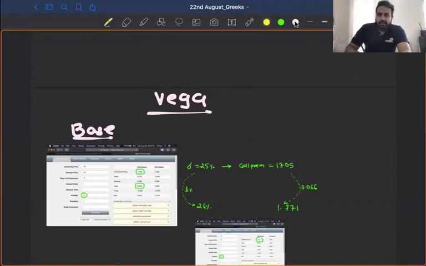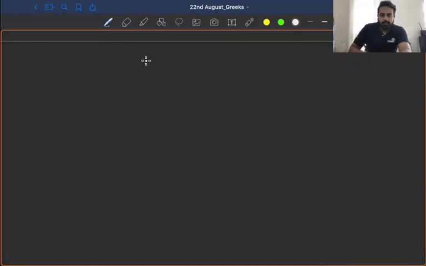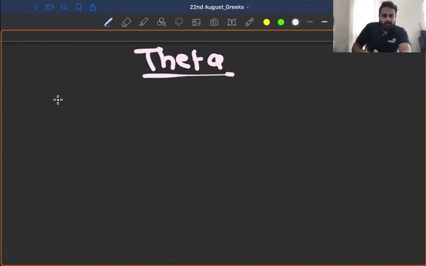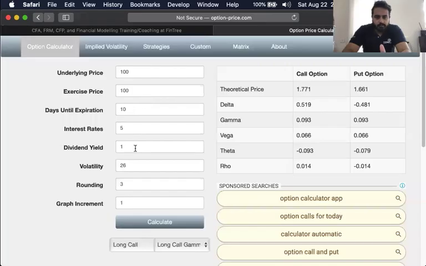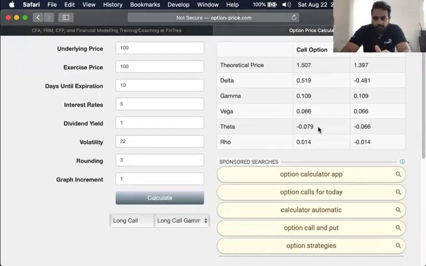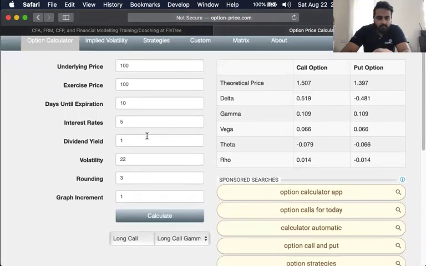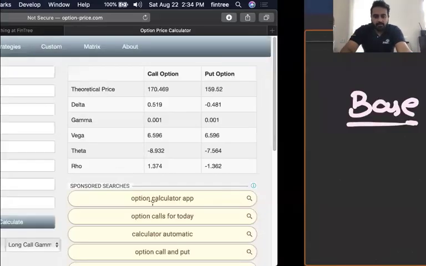Excellent. So let's go to Theta here. Now let's build a base case scenario. So I'll revert back to the 25% volatility. And how much theta do we have? Okay, let's increase the theta a little bit. Okay, good. So now let this be our base case scenario.